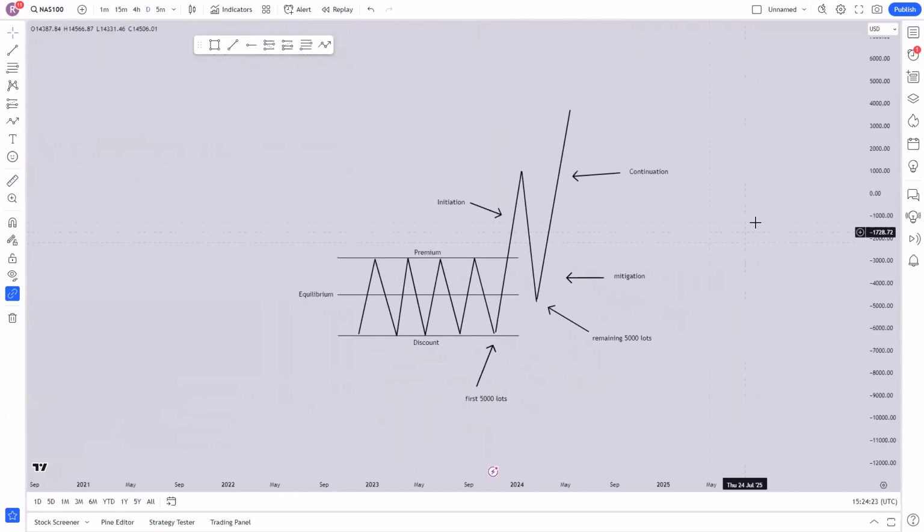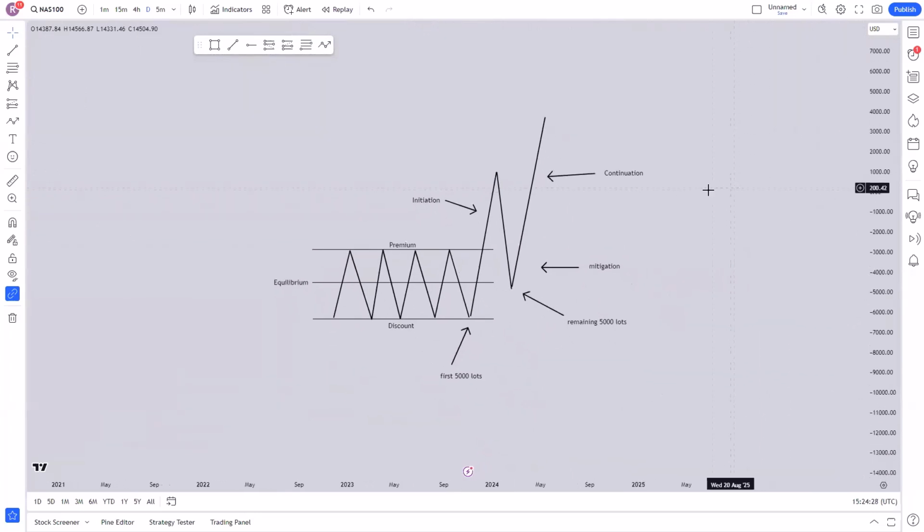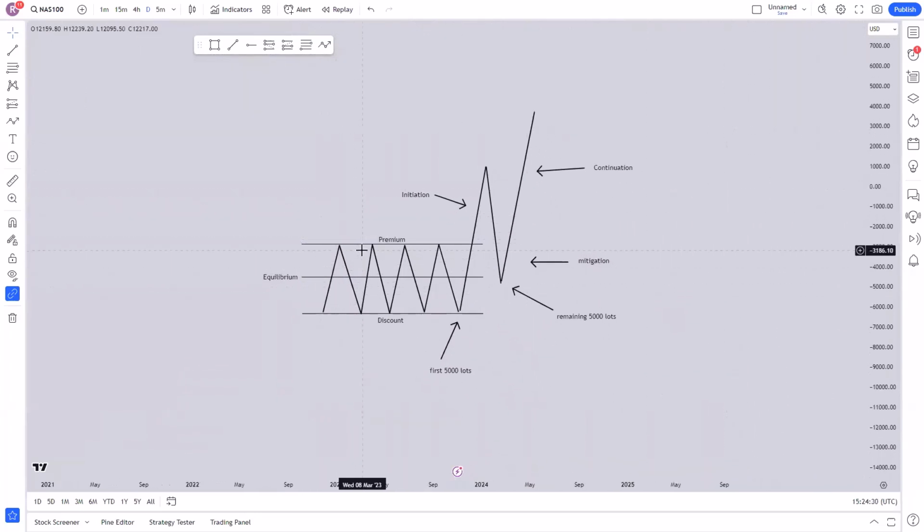Okay, so we'll just come back to this one more time before we move on. We get that range, of course, showing that price is not really going anywhere. We have that pause in price action. Then we get that initiation phase out of the range. What do we get next? The mitigation phase back into the range, and then we get that continuation back out of the range.